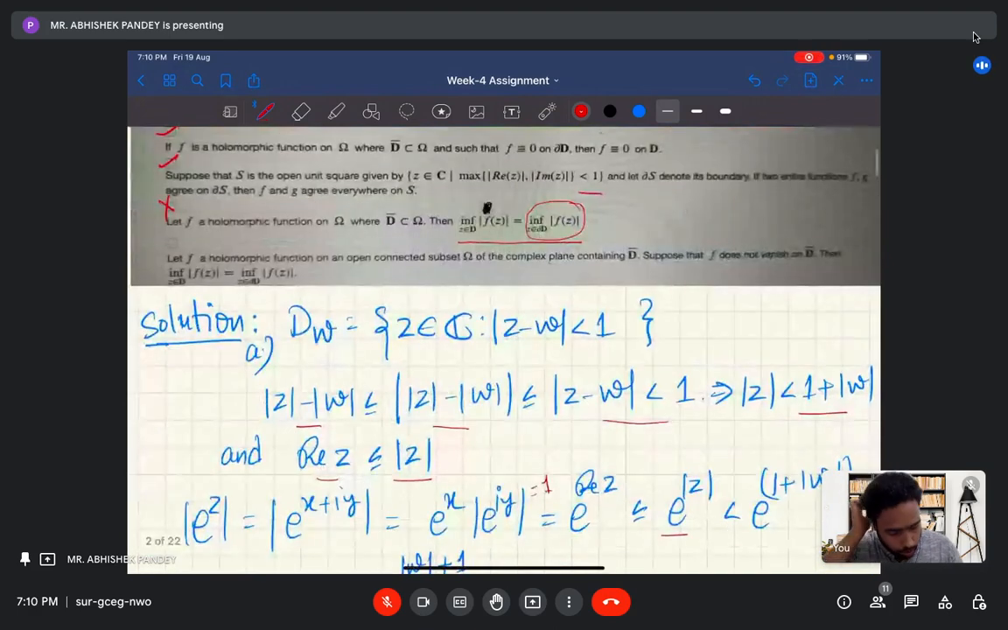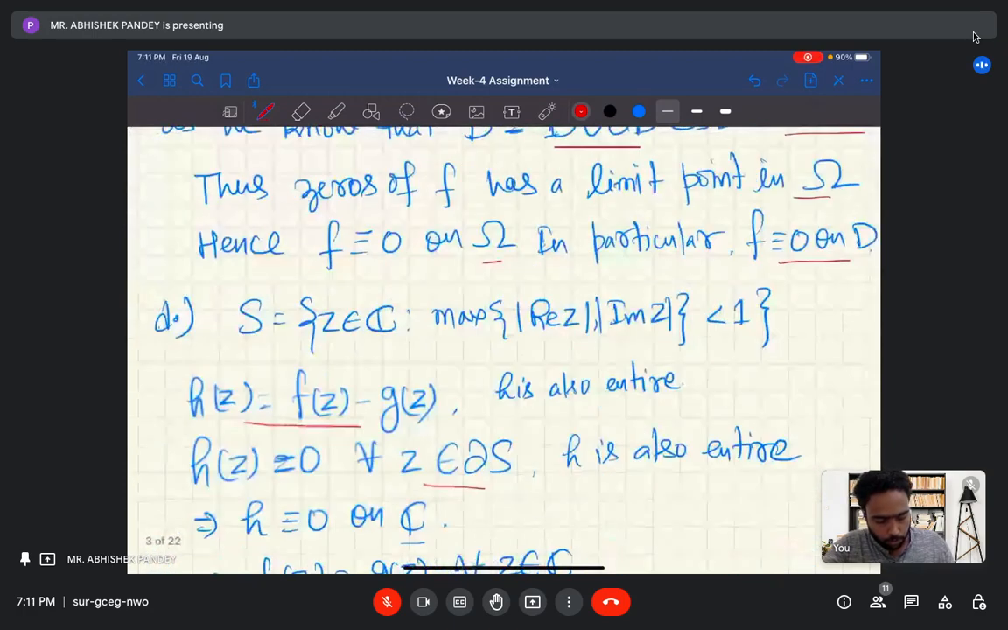Now let us look at the last option. Let f be a holomorphic function on an open connected subset omega of the complex plane containing D closure, meaning the unit disk closure. Suppose that f does not vanish on the boundary of D, or on the closure of D, then this we need to show. So this is some kind of minimum modulus theorem. So we will prove this one.